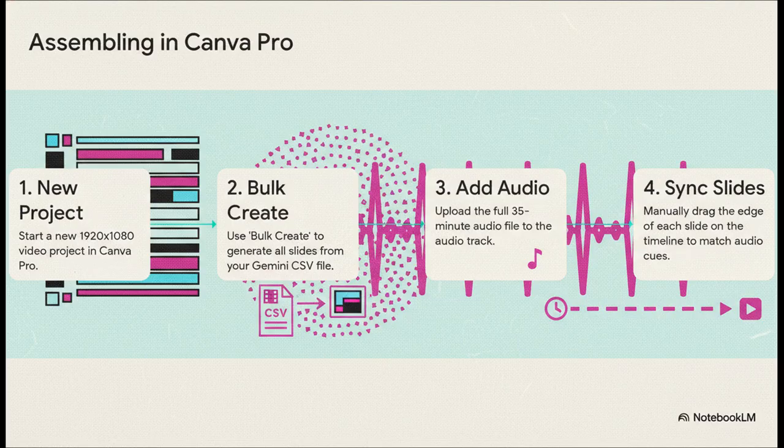For this final step, Canva Pro is definitely our tool of choice because it can handle that long 35-minute timeline. So you'll start a new video project and then you'll use this incredible feature called Bulk Create. You literally just upload that CSV file we made with Gemini and bam! Canva generates all of your slides for you instantly. From there, you just drop in your full audio track and drag the edges of each slide to line up perfectly with the narration.